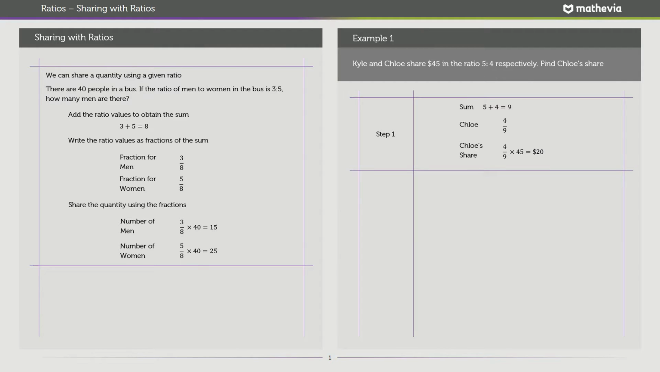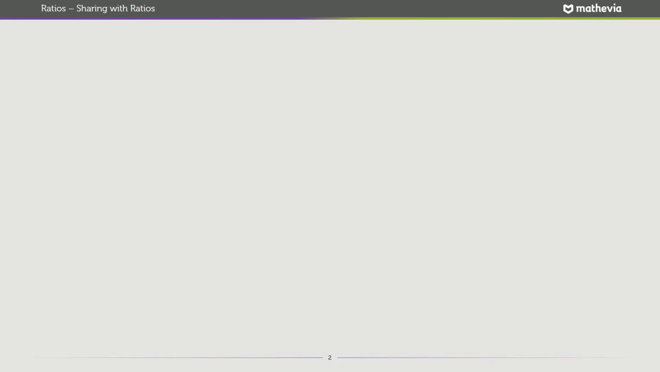Very simple, very straight. Can you work out Kyle's share? If you just pause the video for a second and try to work out Kyle's share. If you worked out Kyle's share, you should have ended up with 5 over 9 times 45, and you definitely should have ended up with $25. So Kyle's share in the last example would definitely have given you $25.